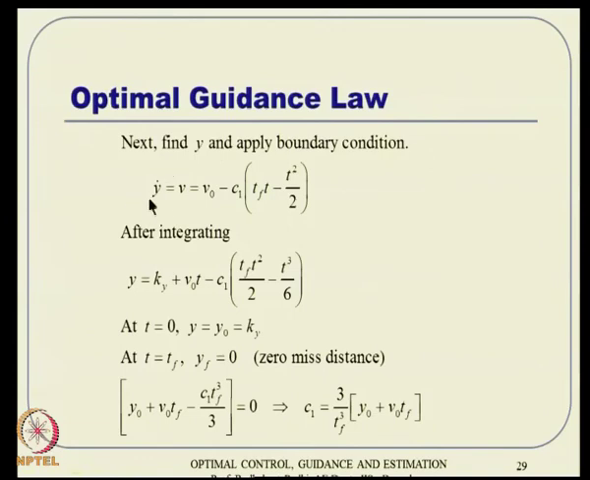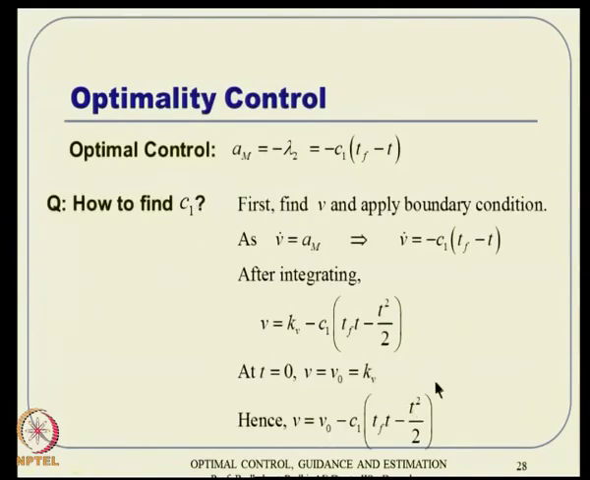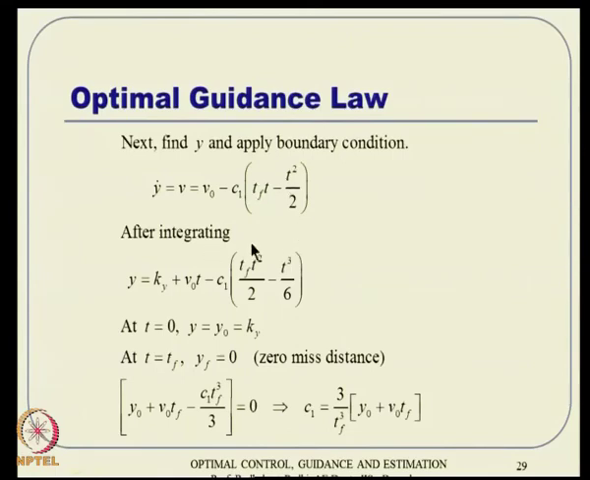Now, I go to the y dot expression, where y dot is V. V I know, V is something like this. So, I put it here and integrate one more time, and this is my y. The constant of integration is evaluated again at t equal to 0, where you have y equal to y naught. So, that will give us that Ky is nothing but y naught, and we got the value for Ky now.